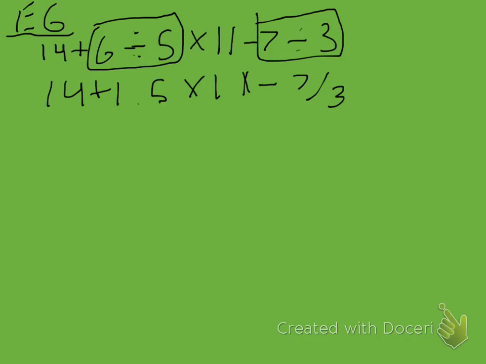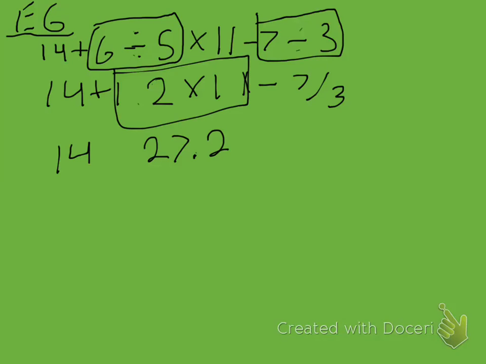Now from here, what you're going to want to do is the multiplication, which would be 11 times 1.2. I'm sorry, my mistake. This is 1.2. 11 times 1.2 would come out here to 13.2. And then what you do is just bring down the rest of the equation.